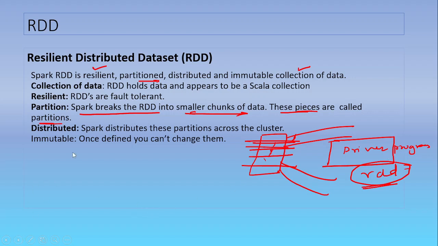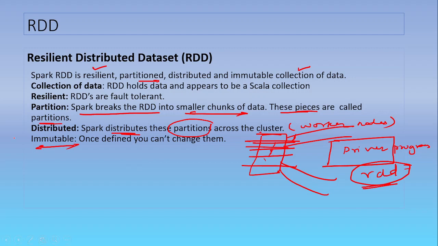And once your data gets partitioned, it starts distributing. So Spark distributes these partitions across the cluster, I mean across different worker nodes. So inside the cluster we have different worker nodes, then your partitioned data gets distributed. And immutable. Immutable is nothing but once you have defined that, you cannot change.